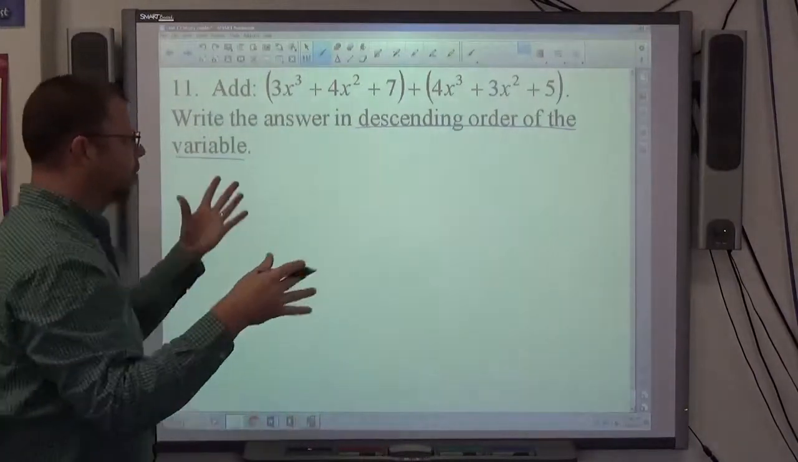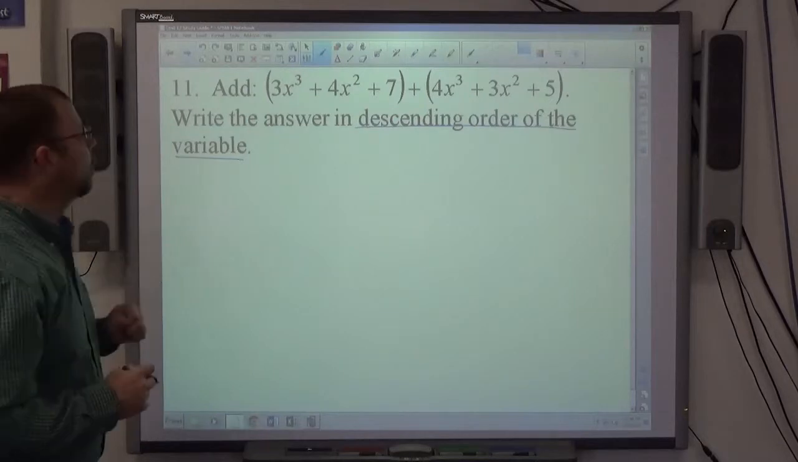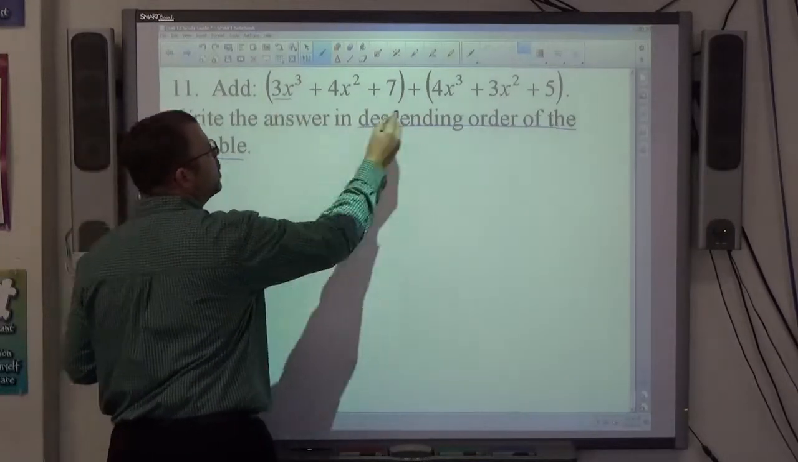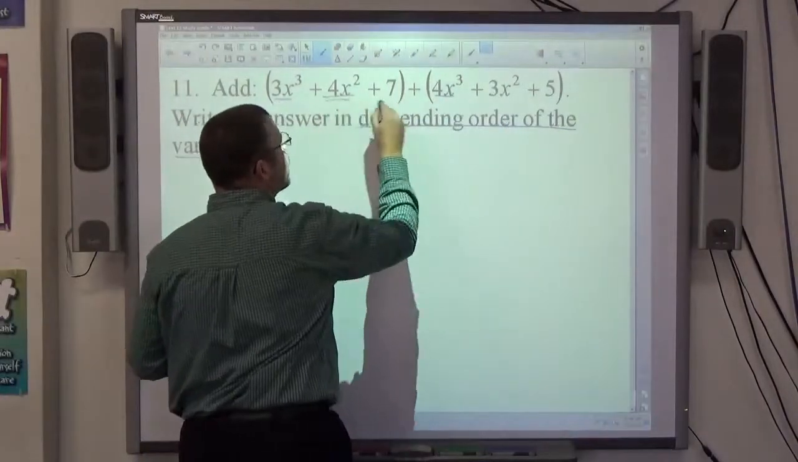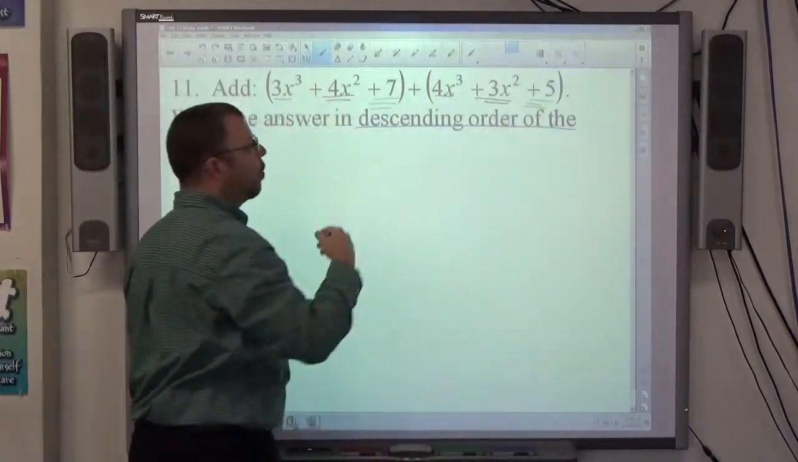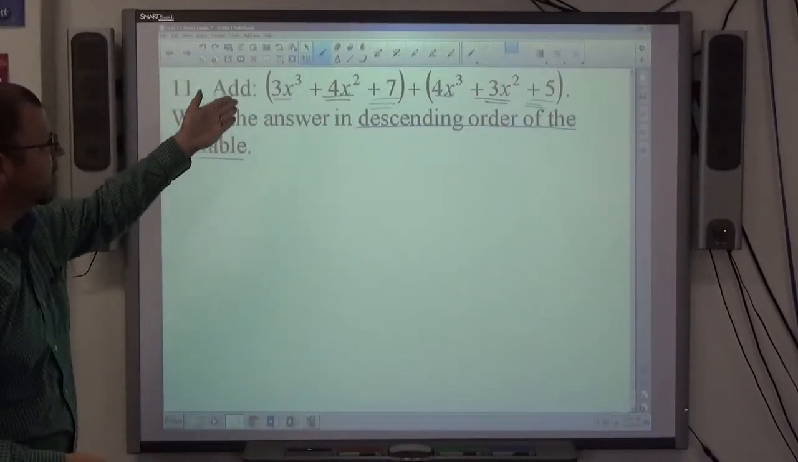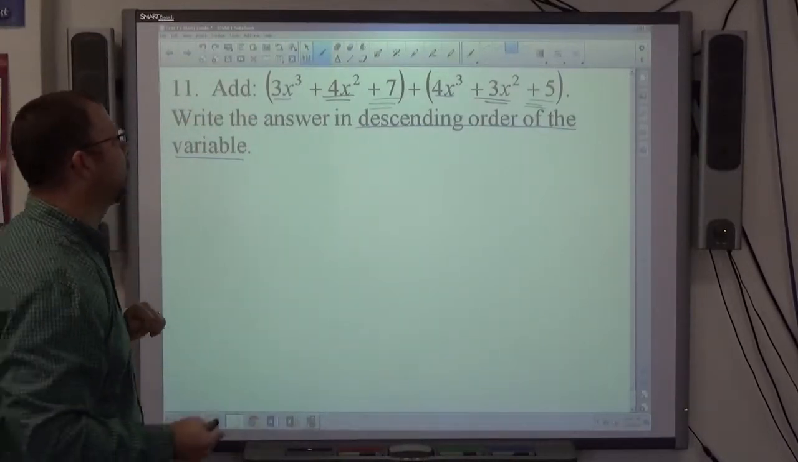...getting the right answer, but you're just putting in whatever order. Descending order means the highest power of x down to the lowest power of x. We have cubed, we have squared, and we have constant. That's the order of descending rank. 3 is the highest power, 2 is the next highest power, constant's the least power.